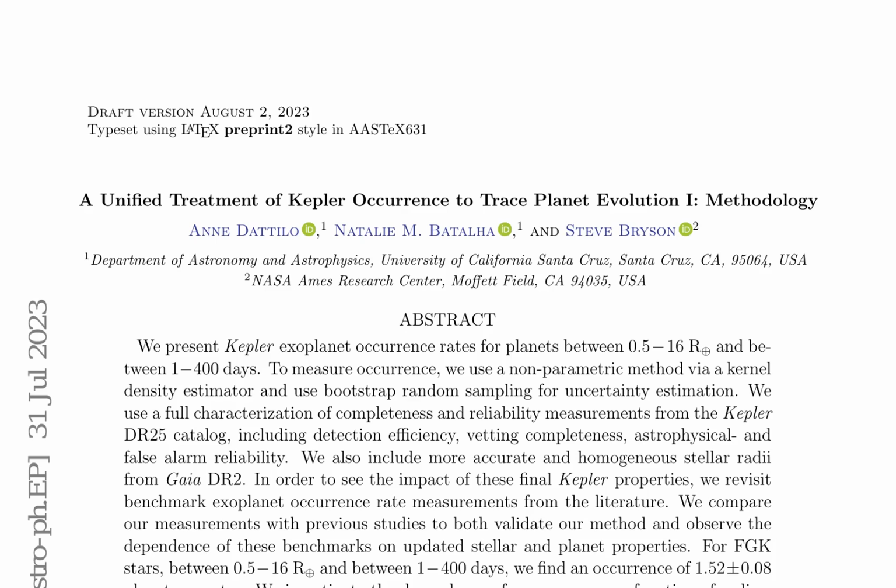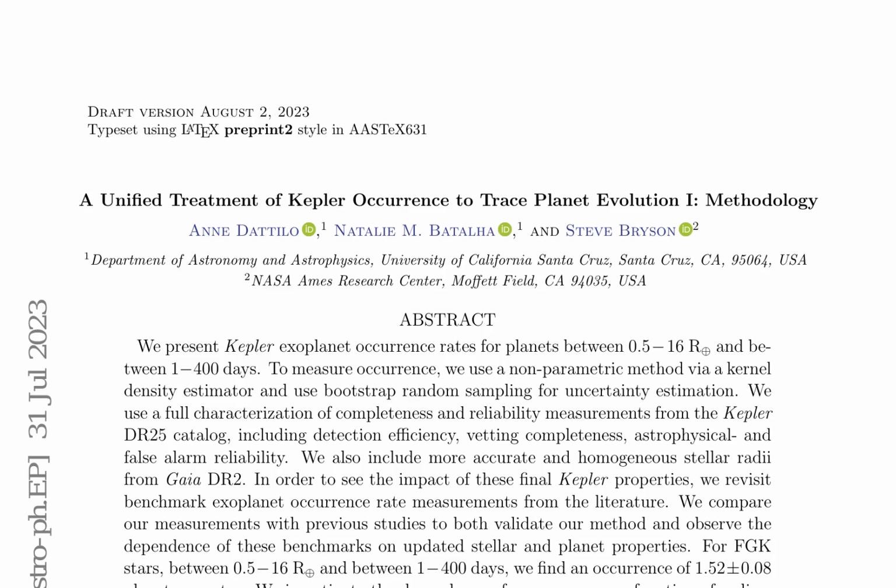The period radius diagram is a pivotal tool for understanding planet formation and evolution. This paper revisits planet occurrence rate measurements from the past decade, utilizing a uniform treatment of all DR25 inputs to measure the underlying structure in occurrence space. A methodology is developed to calculate planet occurrence using a kernel density estimator, incorporating DR25 completeness and reliability measurements in a non-parametric form. This approach allows for measuring complex structure in multiple dimensions, rather than fitting parametric forms.